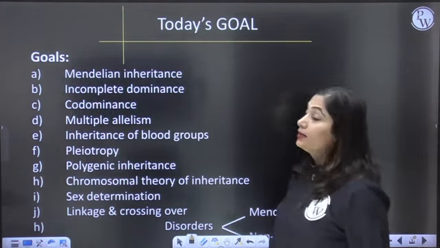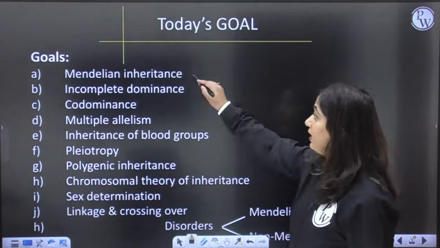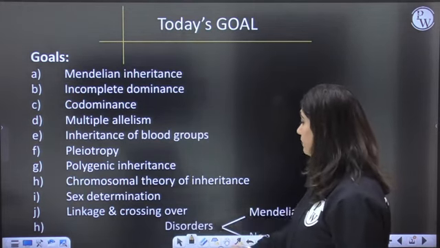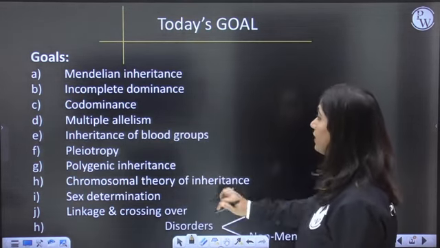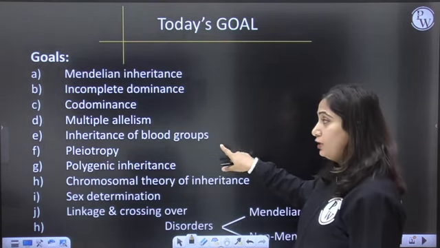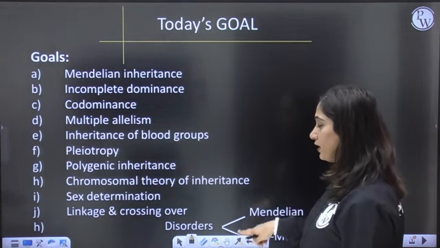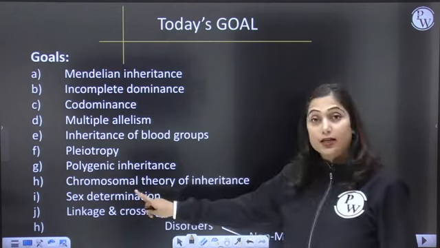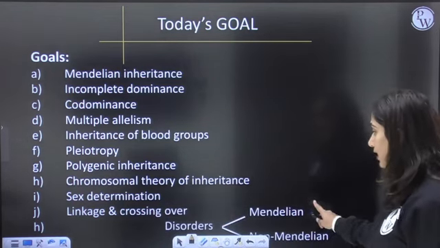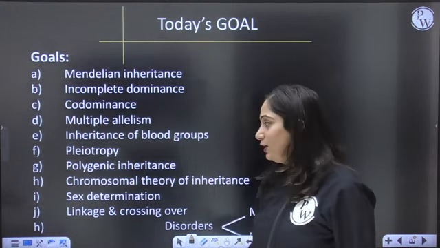According to the CBSE syllabus, the topics we are going to cover today are Mendelian Inheritance, Incomplete dominance, codominance, multiple allelism, inheritance of blood groups, Pleiotropy, polygenic inheritance, chromosomal theory of inheritance, sex determination, linkage, crossing over, Mendelian disorders and non-Mendelian disorders. So let's continue.